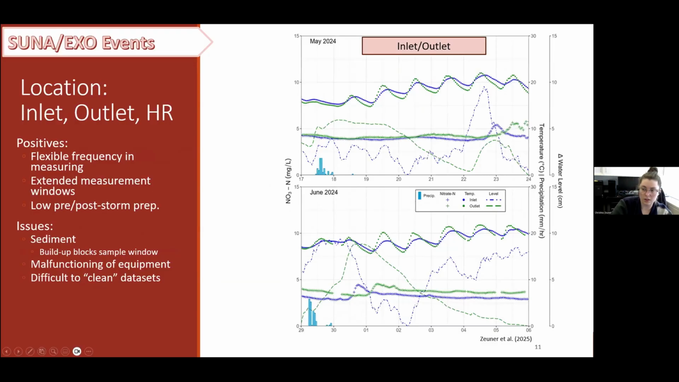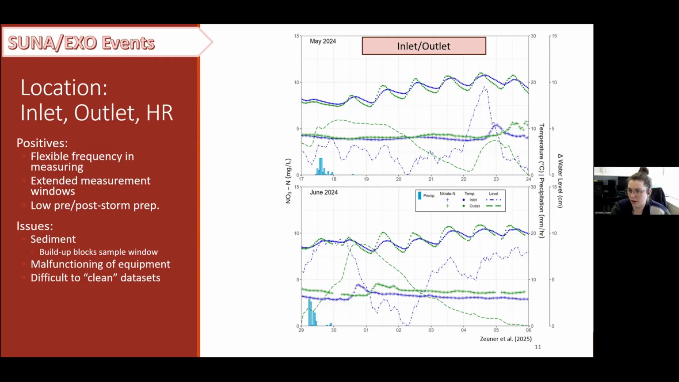So then the other thing we did, moving over to the SUNA and EXO data, we were able to collect. You can see here the frequency of sampling is a lot higher, but perhaps more importantly to note is that we could install these systems and leave them in place without having to really pre-plan for a storm event and try and capture that, which storm event may or may not really happen and hit where we're expecting it to hit. So that was another one of the difficulties that we saw.